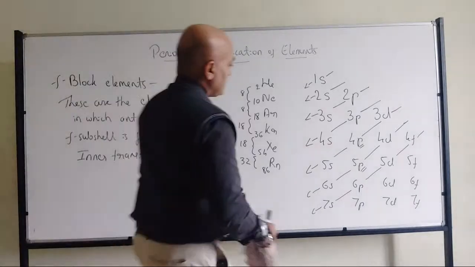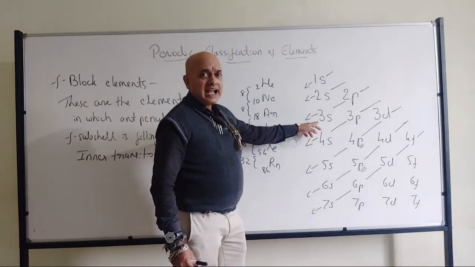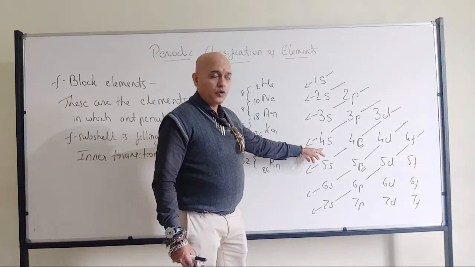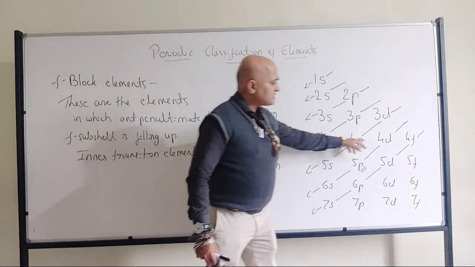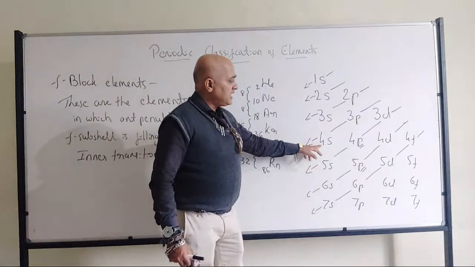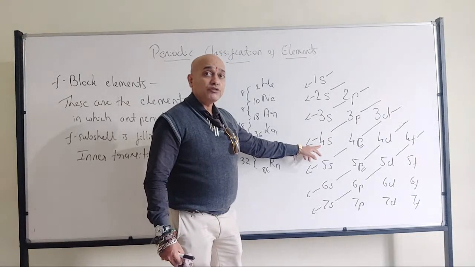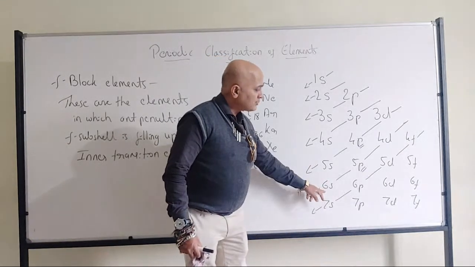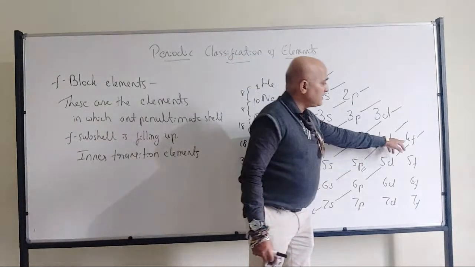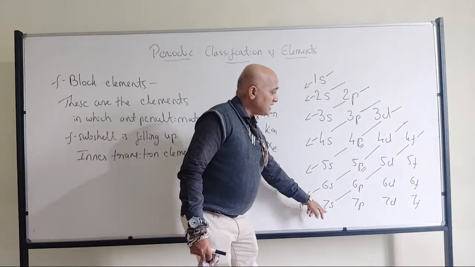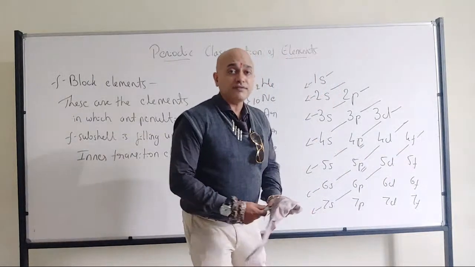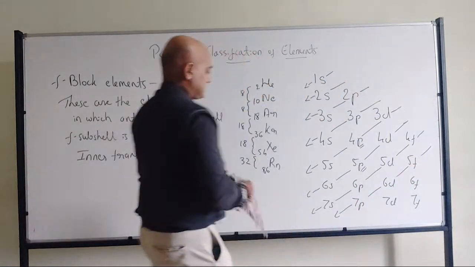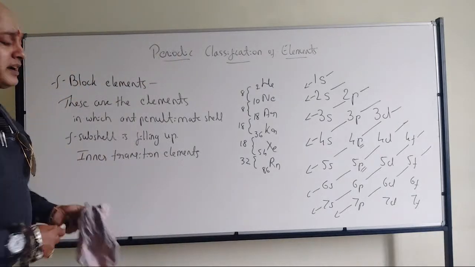Say for example, does period number 3 have an F block element? No. Does 4 have an F block element? No. Although in that energy level the F subshell is available, still when period number 4 comes, we are not entering into the F block. What about 5? No, still we don't have the F block. What about 6? Yes, now there will be entry of the 4F. What about 7? Yes, there will be entry of the 5F. So we have only 2 series of F block elements.